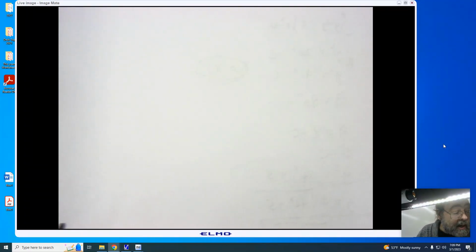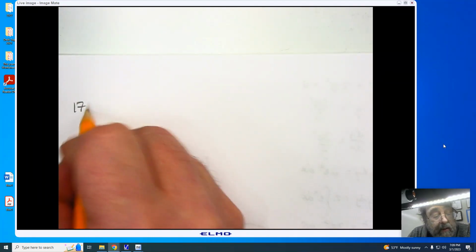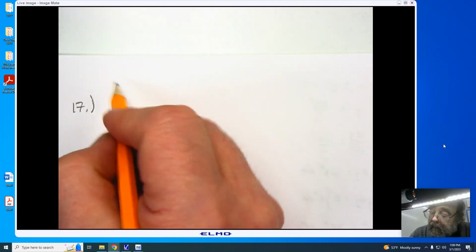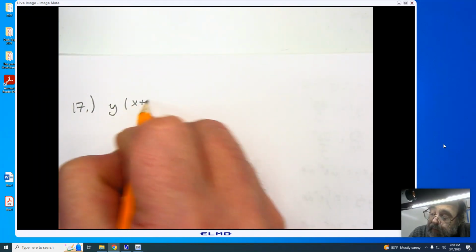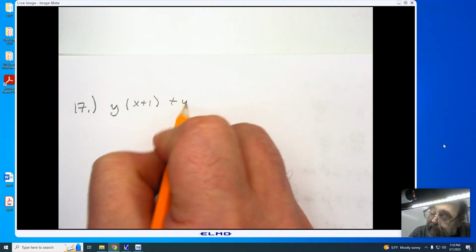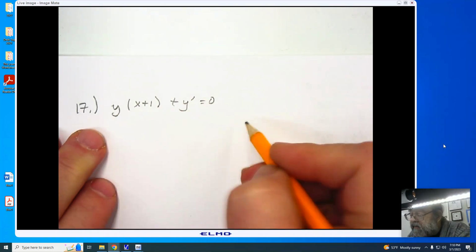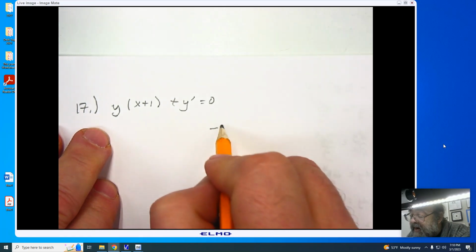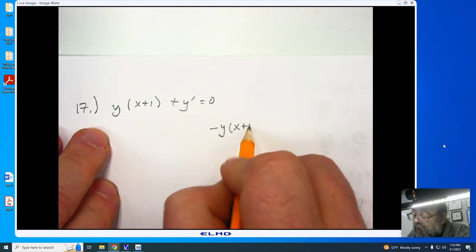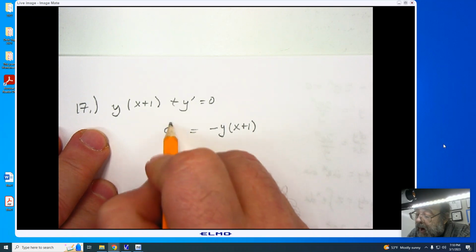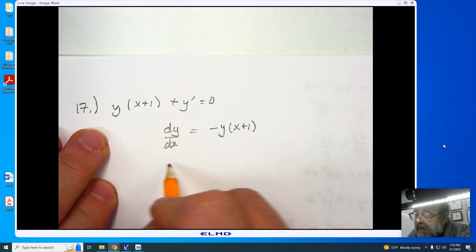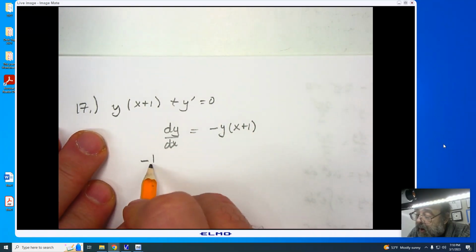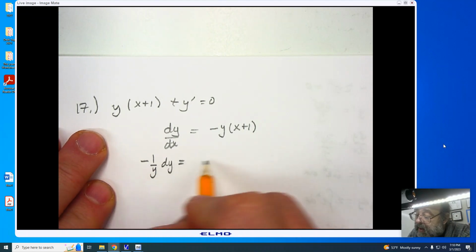Let's go ahead and take a look. The last problem that's being done today, this is number 17. Number 17 is giving you y x plus 1 plus y prime equals 0. You're going to want to move everything over so that you end up with negative y x plus 1 equaling dy dx, so that you end up getting negative 1 over y dy is equal to x plus 1 dx.